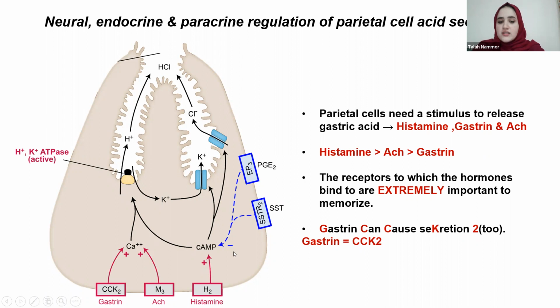So if you take the first letter of every word: gastric, so gastrin itself, can, C, cause, C, secretion. I wrote secretion with a K so you guys can remember. So K, and then 2, because it's like an emphasis, like, oh yeah, it can cause secretion too. But gastrin equals CCK2. Is this clear? I know it's a very silly mnemonic, but yeah.